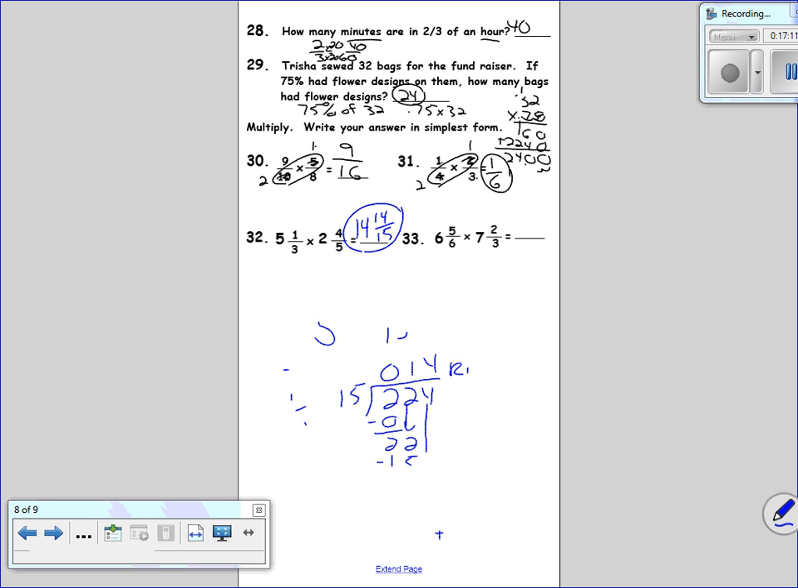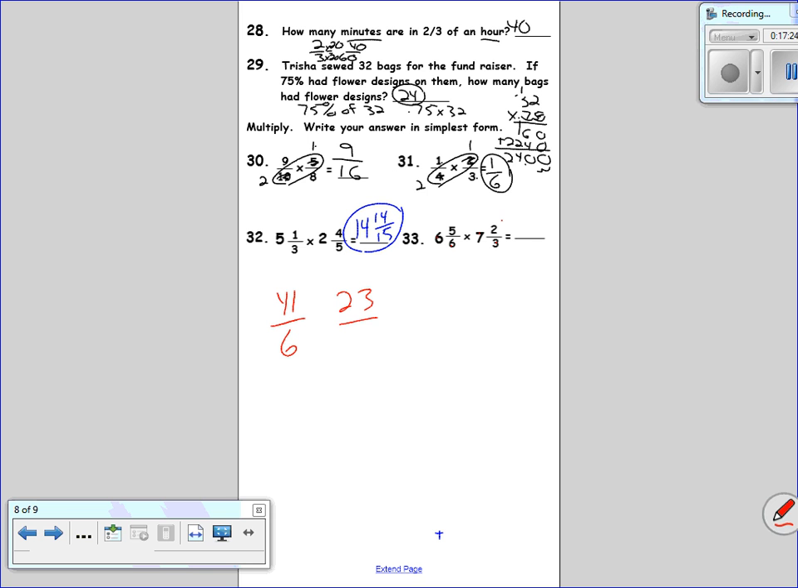Let's do another one here. 6 times 6, 36. Plus 5 is 41 over 6. 3 times 7 is 21. Plus 2 is 23 over 3. Can't cross reduce, can't cross reduce. We're dealing with another large number. We're going to be dividing by 18 this time.